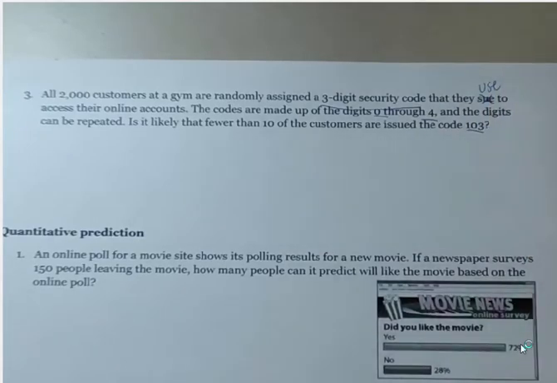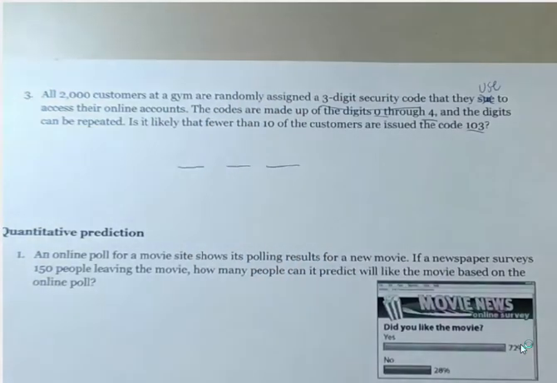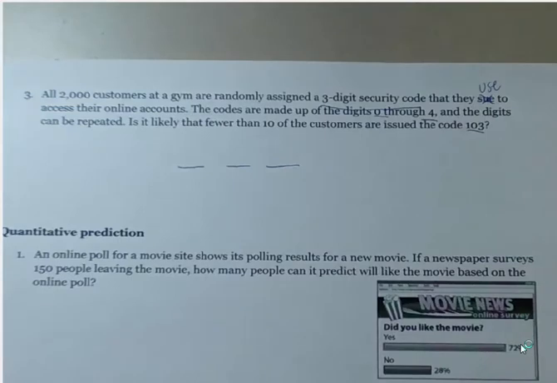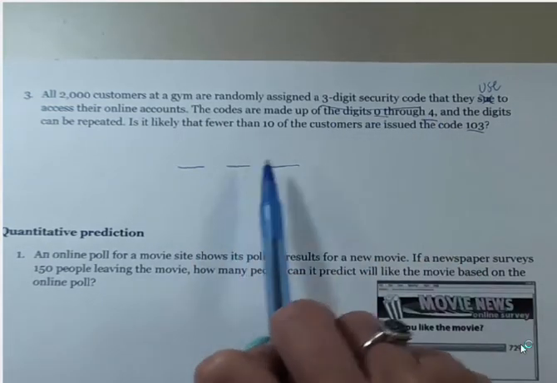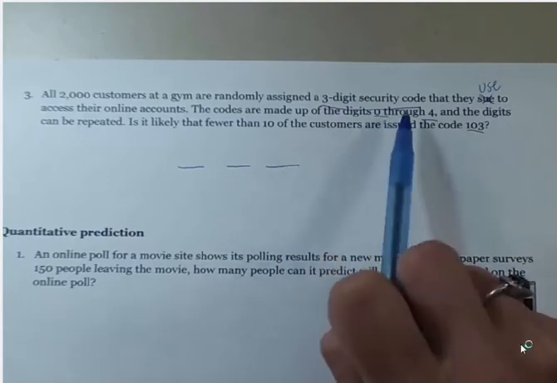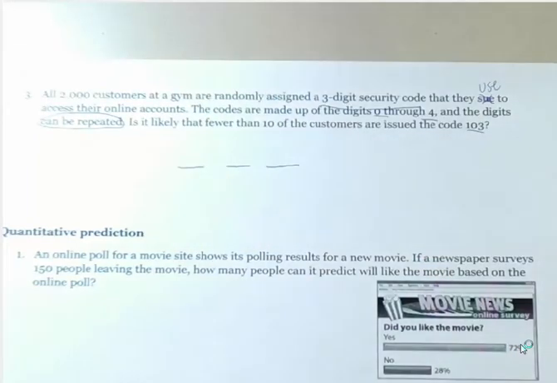Well, I see that we have a 3-digit security code. So I'm going to do my 3 digits here. This digit can be 0 through 4, this digit can be 0 through 4, and this digit can be 0 through 4 because they can be repeated. That was the important part. They can be repeated. So how many options do you have here?